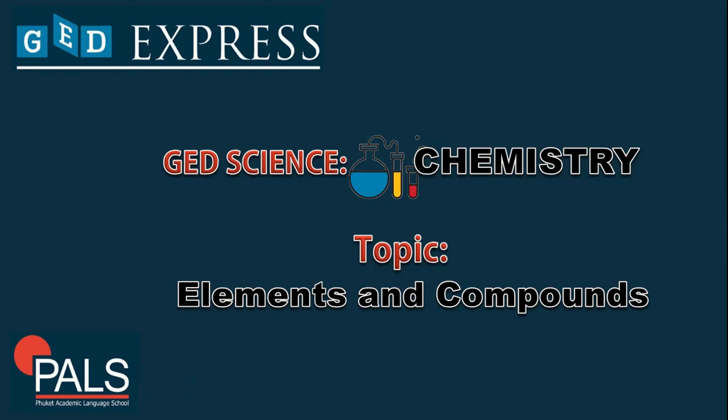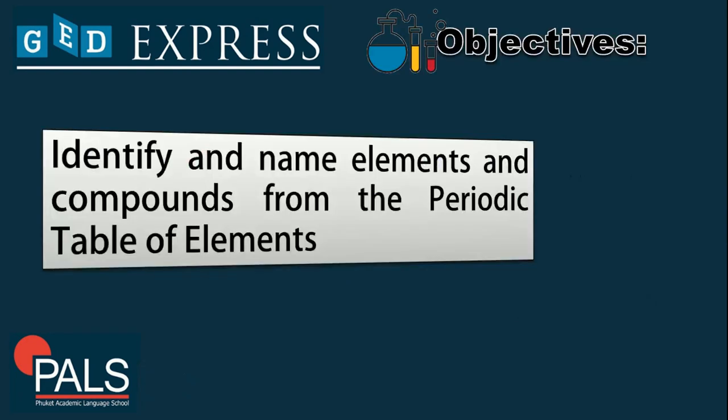Today's lesson focuses on GED Science, specifically chemistry, and our topic is elements and compounds. This is part 3 of my discussion for GED Science under chemistry. At the end of the discussion, every one of you is expected to identify and name elements and compounds from the periodic table of elements.